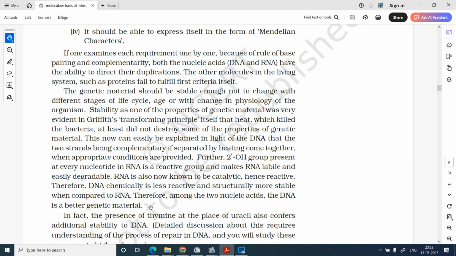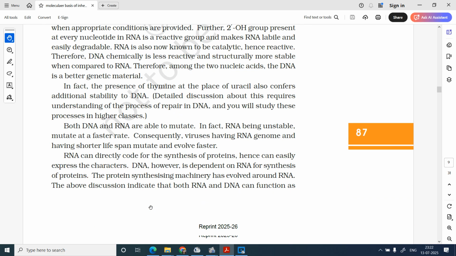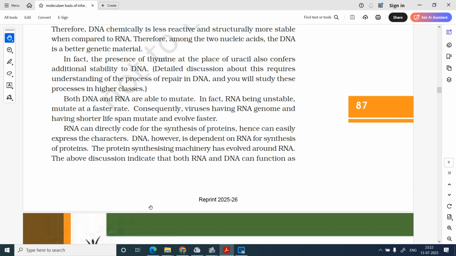Further, the 2'-OH group present at every nucleotide in RNA is a reactive group and makes RNA labile and easily degradable. RNA is also now known to be catalytic, hence reactive. Therefore, DNA is chemically less reactive and structurally more stable when compared to RNA. Therefore, among the two nucleic acids, DNA is a better genetic material. In fact, the presence of thymine in place of uracil also confers additional stability to DNA.